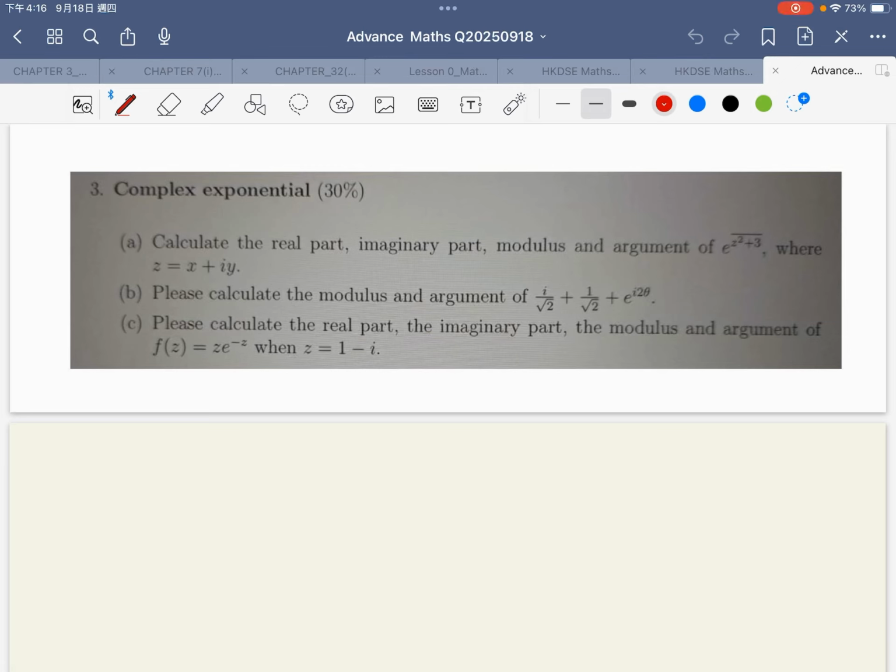This question is complex exponential, a complex function or complex variable question from university students.